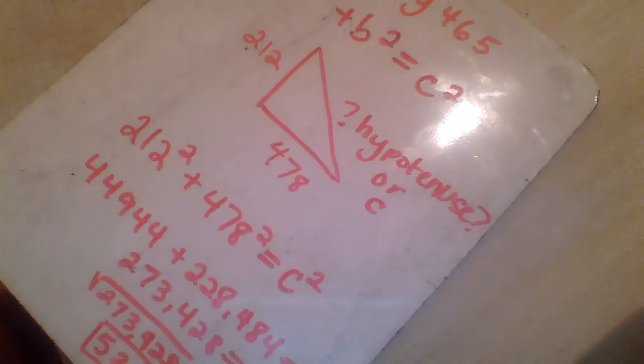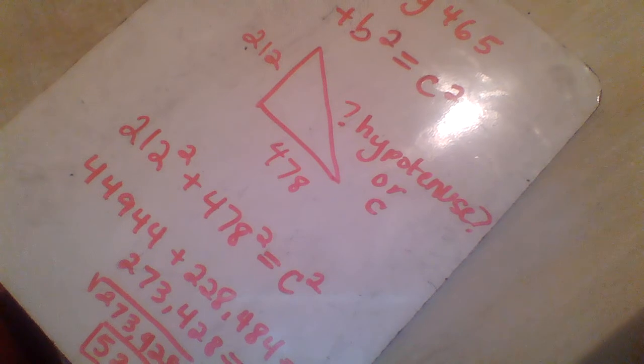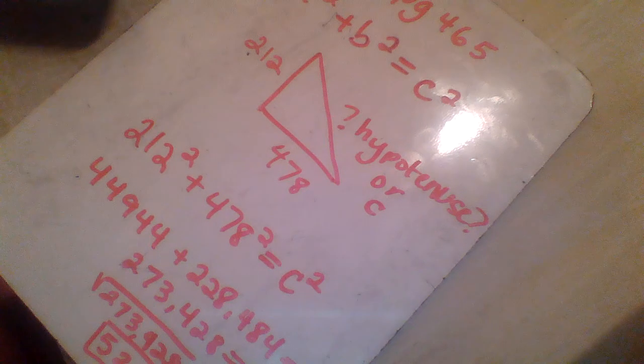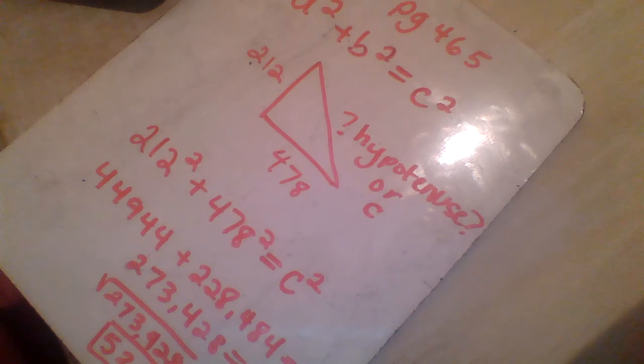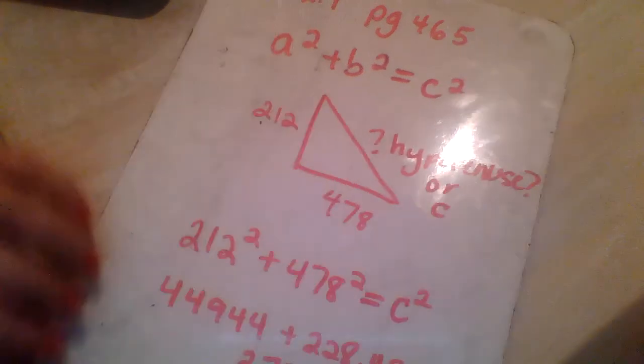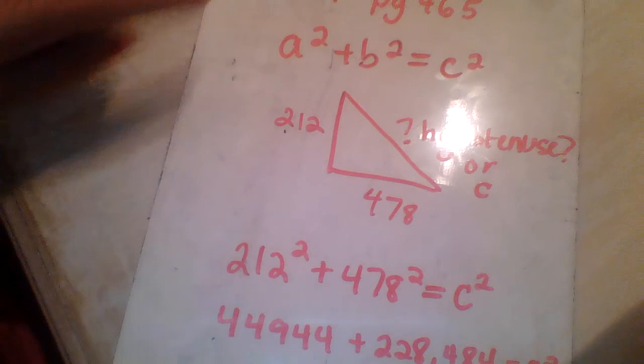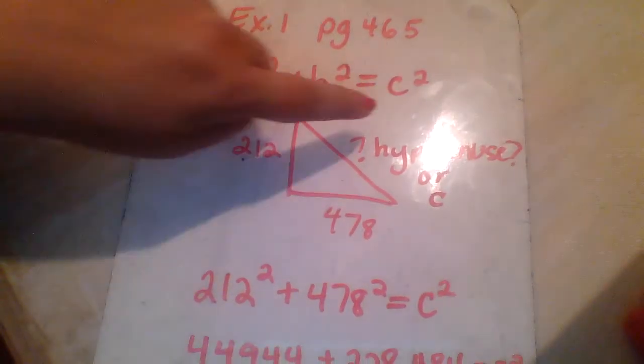Okay, so for the first example, let me see here. I wrote that one down. If you are on your book, page 465. Yep, example one, so that's page 465. You're going to see a squared plus b squared equals c squared.